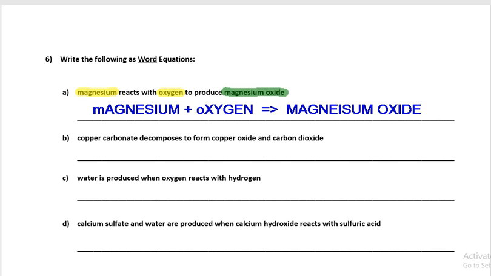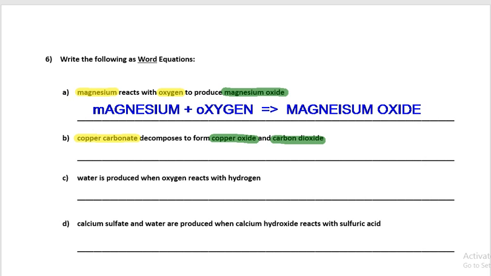Okay, so the next one, let's have a look. What are my reactants? Copper carbonate decomposes, it means it breaks down. Okay, copper carbonate is actually my reactant. And the real clue here is that it says to form copper oxide and carbon dioxide. So when it says to form these things, if these are the things that are being made, they must be the products. They go after the arrow.